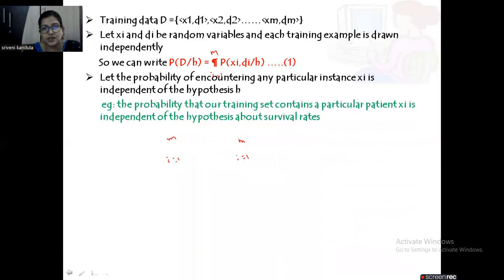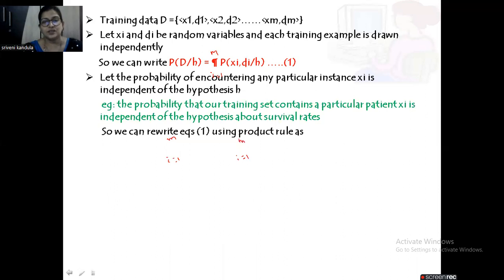Let's understand this with the help of an example. The probability that our training set contains a particular patient xi is independent of the hypothesis about the survival rate. So we are not taking that into consideration. Randomly, we are picking one xi. Then we can rewrite our equation 1 using the product rule as P of D given H is equal to the product of P of di given H comma xi multiplied with P of xi, right?